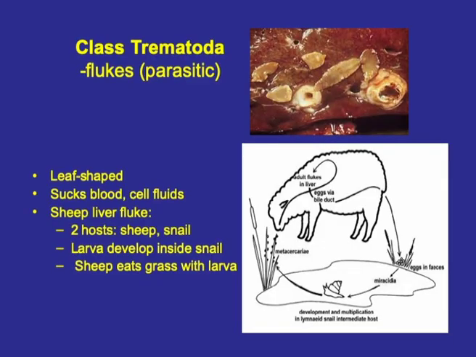Here these flukes suck blood as well as other cellular fluids. So, they are parasitic in nature. The most common disease caused by these flukes is liver fluke disease. This involves two hosts, one is sheep and the other is snail. Mainly the primary host is sheep, human beings and cattle, whereas snail is the intermediate host.